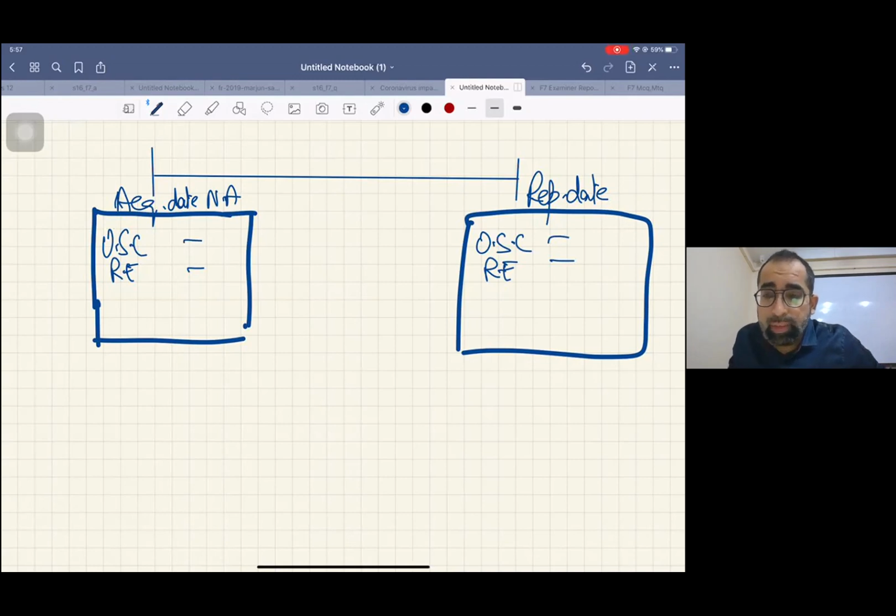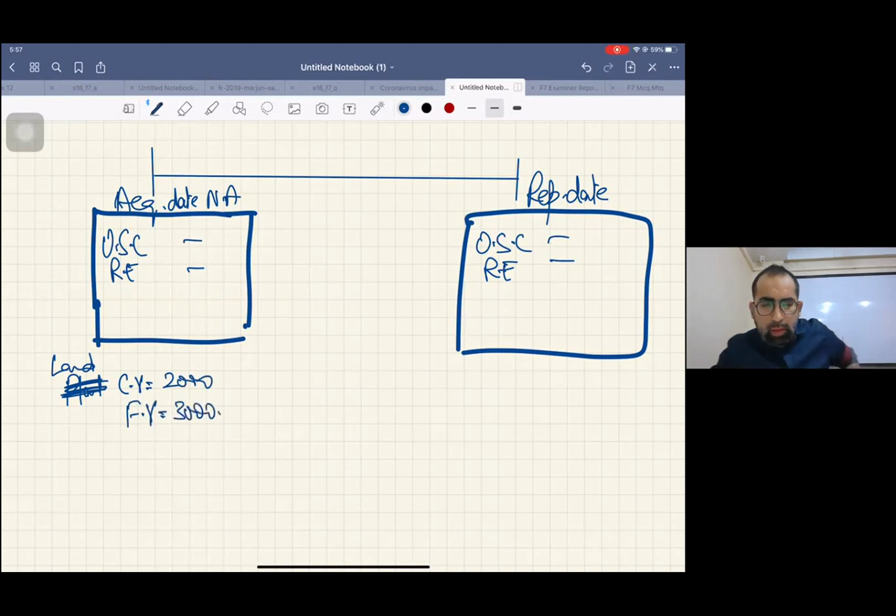Normally it is written about the fair value adjustment. Suppose a plant, or make it simple land, has a carrying value of 2000, and the fair value is 3000. So now what is this? This is going to be an upward fair value adjustment, right? So how do you do it? You write here C = A - L.